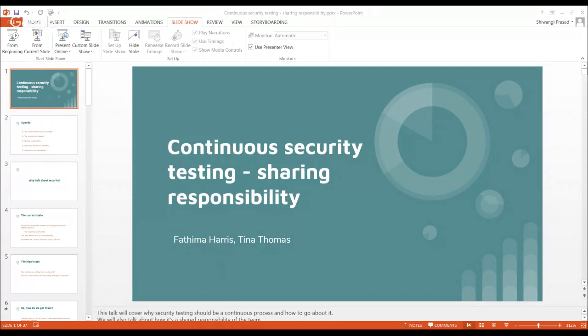Before we start, why talk about security? Why should we talk about security? It's important, but why is it important? Because there is confidential data.